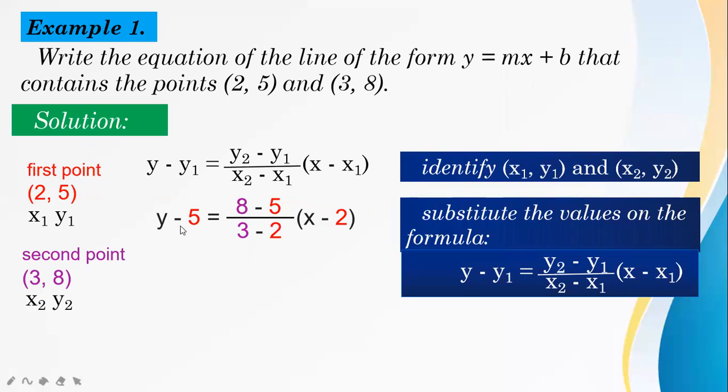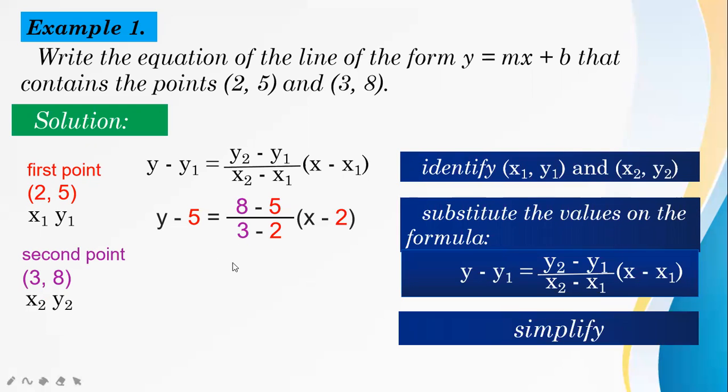So we have y minus 5, 5, that will be your y sub 1. Then 8 minus 5, your 8 is y sub 2. Then 5, y sub 1, over 3, x sub 2. Then 2 is x sub 1. Then multiply it into x minus 2, that will be your x sub 1. So this will be your x sub 1, 2.